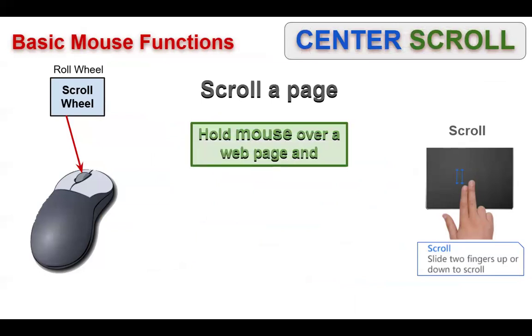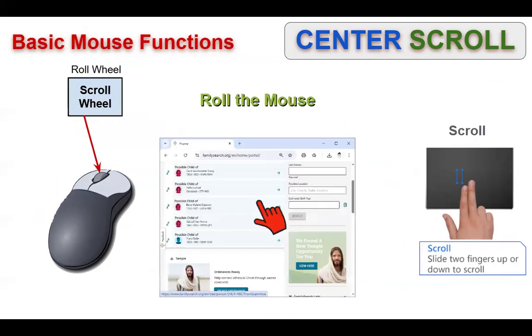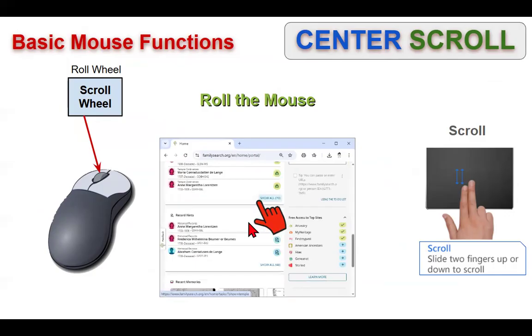Center scroll. This is the little roller on a mouse. If you hold it over a web page or over something that scrolls, you can roll that up and down, and sometimes that little roll button will zoom in and out. Sometimes it'll roll a web page like this. So you can go up and down with the scroll button.